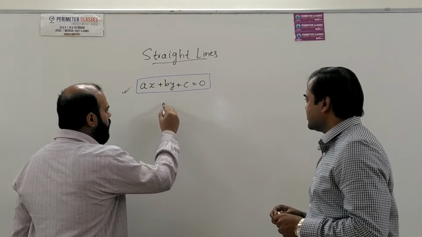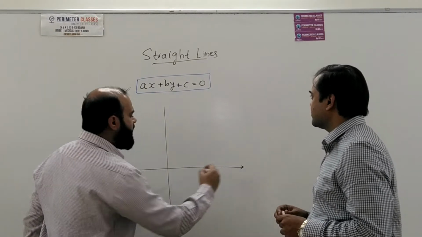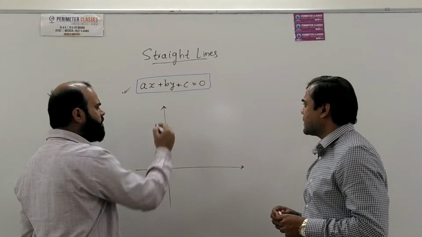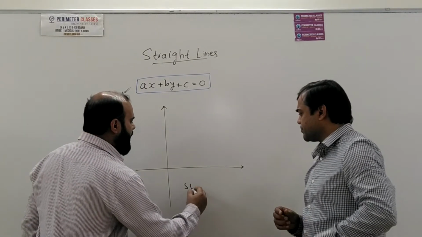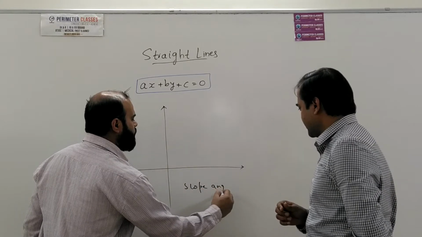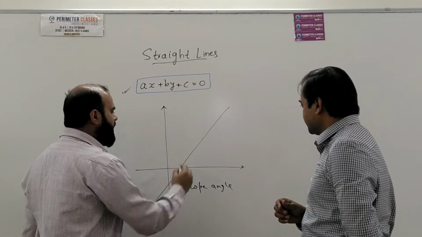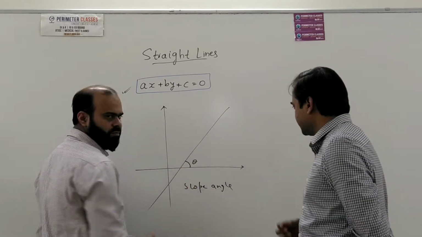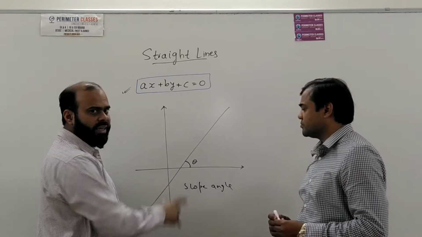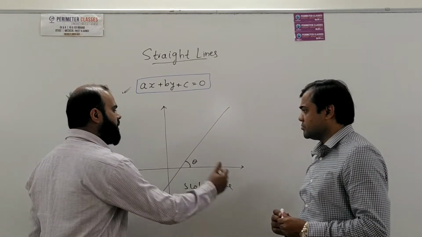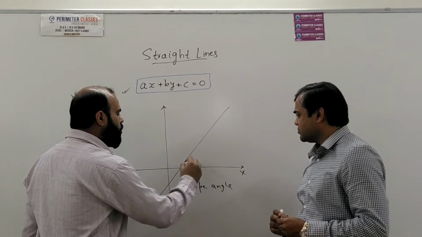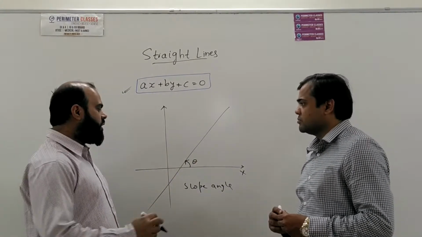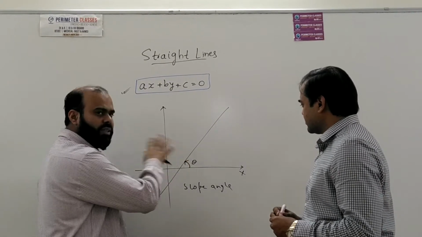So if we want to find the equation of a straight line, before that we need to know the concept of slope. So slope angle is something which we need to know. If a line makes an angle theta with the x-axis, that means it is making it with the positive direction of x-axis, measuring anti-clockwise. That is how we generally take this angle with x-axis.